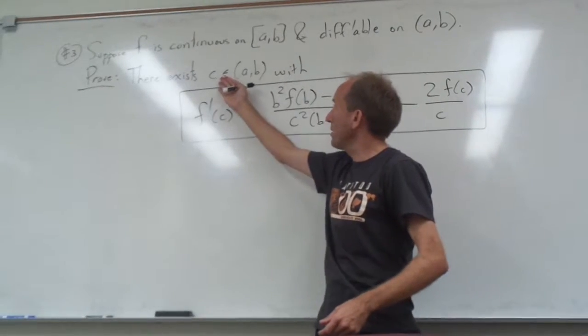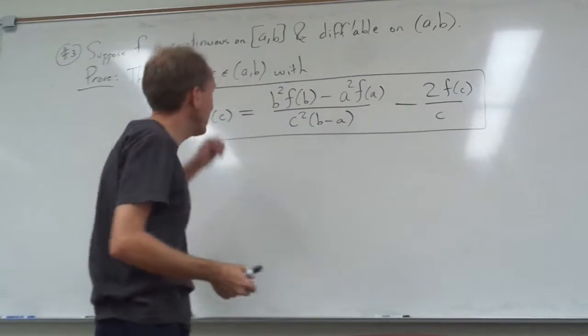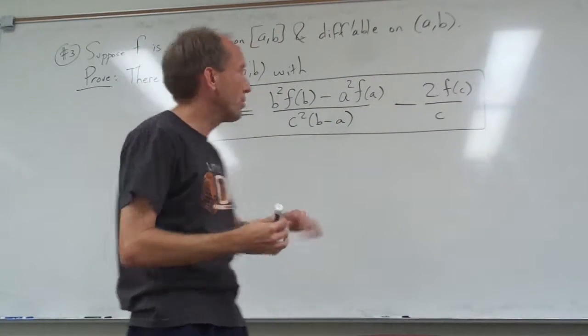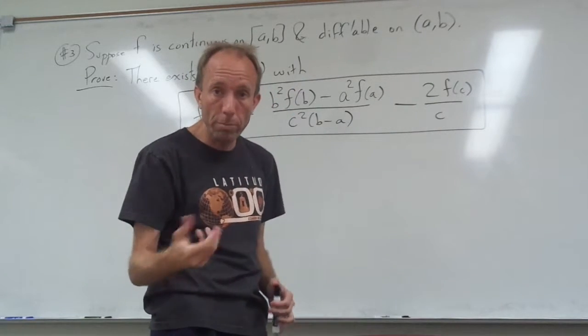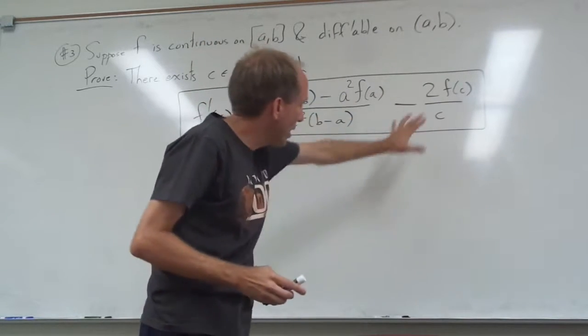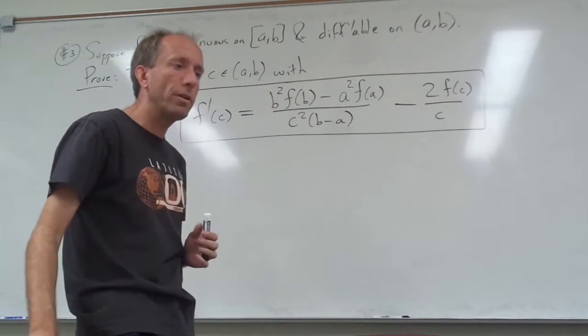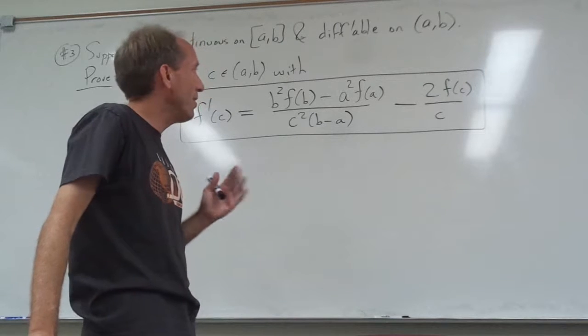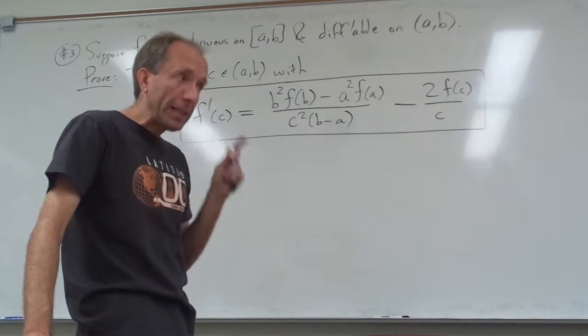We're talking about the existence of a point where the derivative of the function is equal to something. In the mean value theorem, of course, on the right-hand side, what we have is f of b minus f of a over b minus a. So this time the right-hand side is more complicated. But we still probably have a notion that the mean value theorem could be used here. And in fact, that is right.